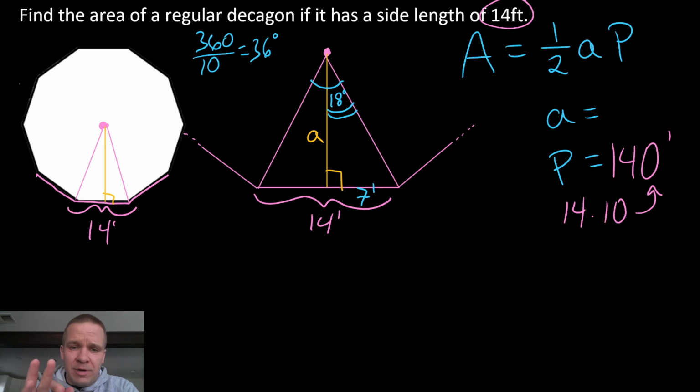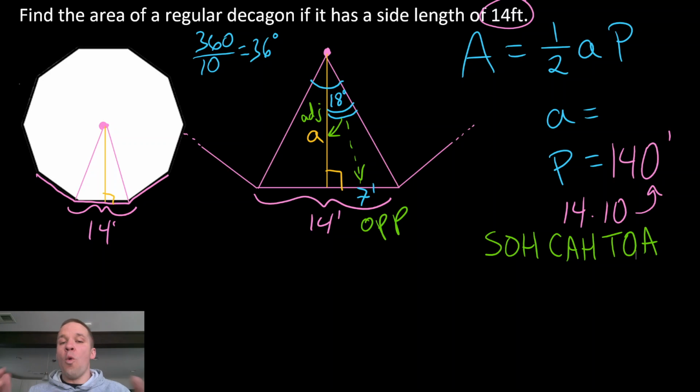Well, 18 degrees. Across from that is the 7. That is my opposite side. Next to it, that's my adjacent side there. So if I have my opposite and I want my adjacent, what are we going to be using here? Tangent. The part of SOHCAHTOA, tangent's what we're going to be using.